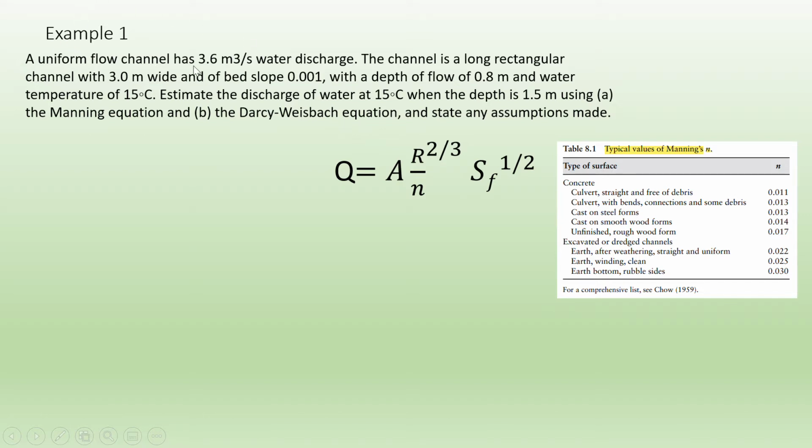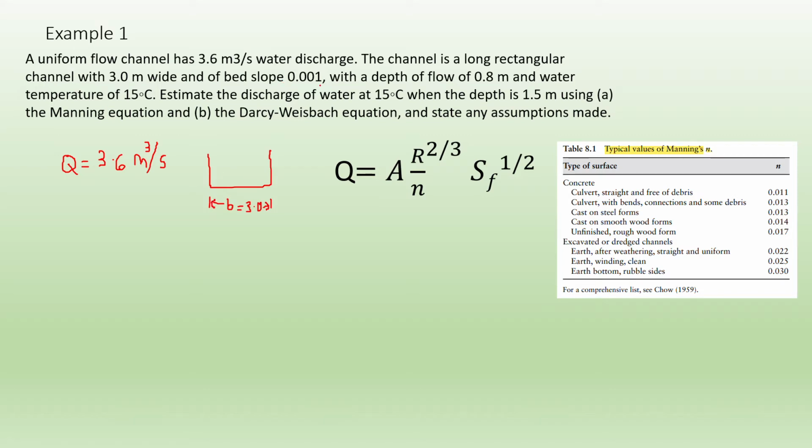A uniform flow channel has 3.6 cubic meter per second water discharge. As we go, let's write down the information given. So in this case, Q is given as 3.6 cubic meter per second. The channel is a long rectangular channel with a 3 meter width, so the width of the channel is B equals 3 meter.